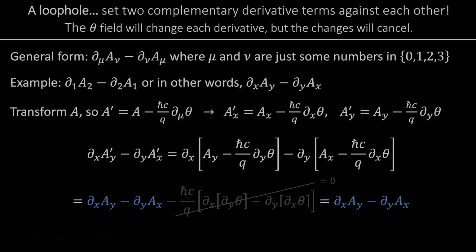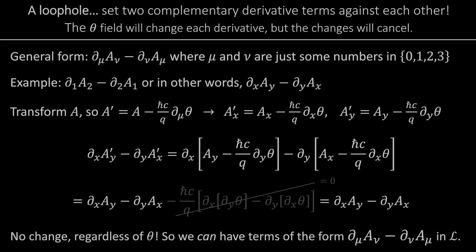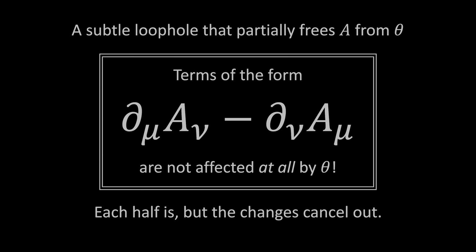So in other words, no matter what theta field we put in, this expression involving partial x ay minus partial y ax is going to end up being totally the same because each half is going to be affected by an equal and opposite amount. And this generalizes to all possibilities for mu and nu. And so in general, the expression partial mu a nu minus partial nu a mu is going to be completely insensitive to any arbitrary local phase transformation.